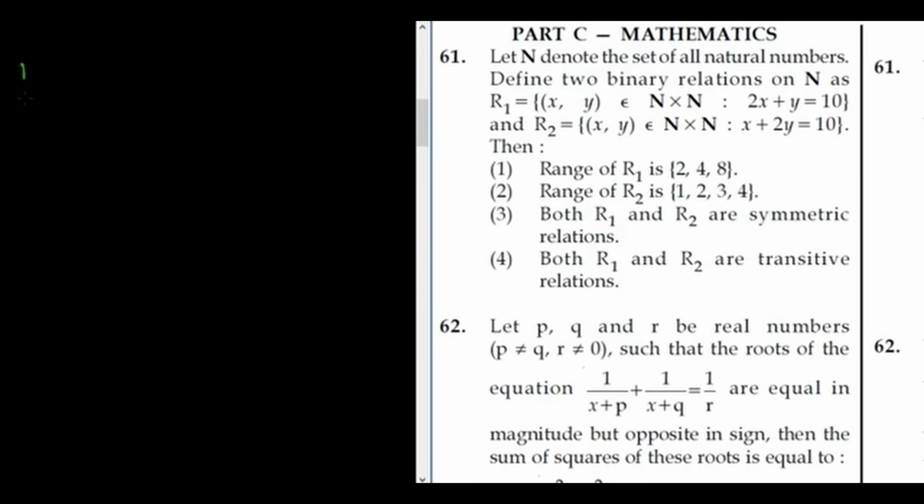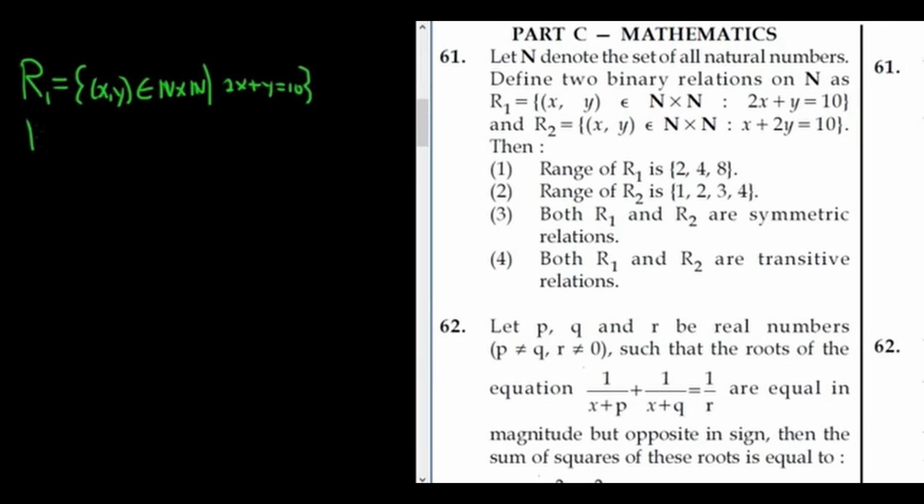So we have R1, and this is the set of all ordered pairs x, y in N cross N, such that, and it says 2x plus y equals 10. So 2x plus y equals 10.